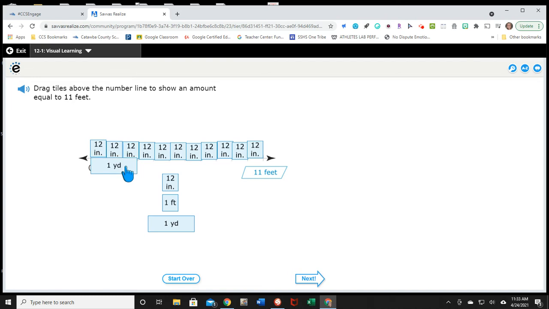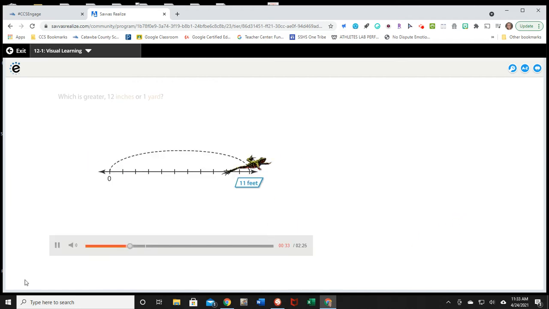Now, I also have yards here. What I notice is 3 feet or 36 inches is equivalent to 1 yard. So I could also name 11 feet using yards. Now, I don't have enough length here to do 4 yards. So what I have are 3 yards and 2 feet, or I could name it, I have 3 yards and 24 inches. Which is greater, 12 inches or 1 yard? 1 yard is greater than 12 inches. The yard is a larger unit of measure than the inch.